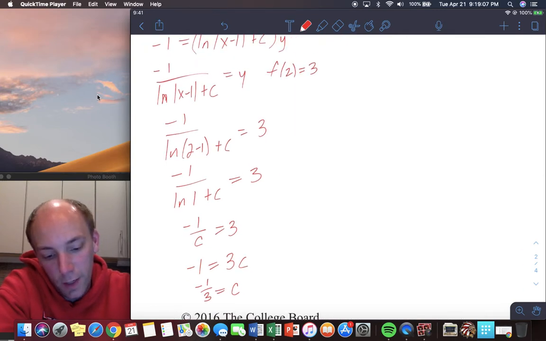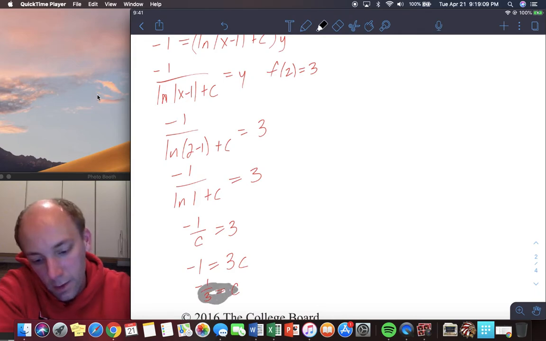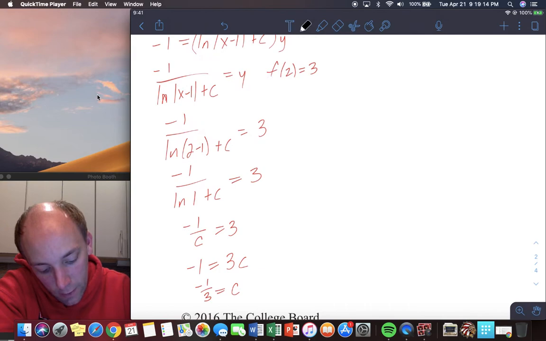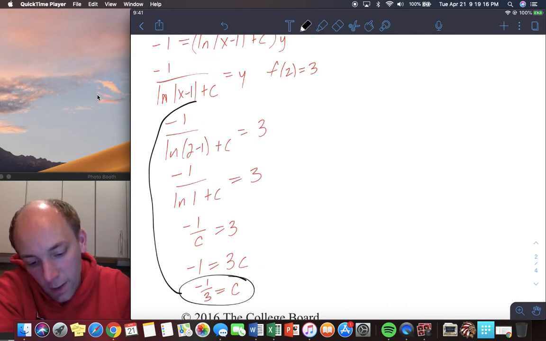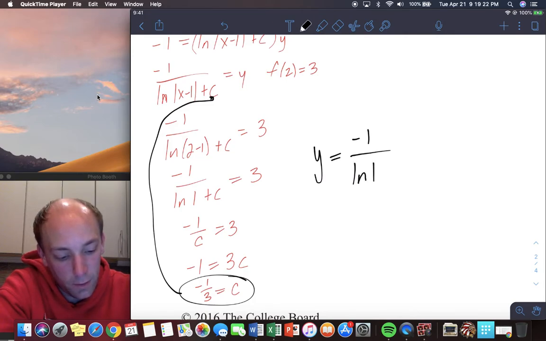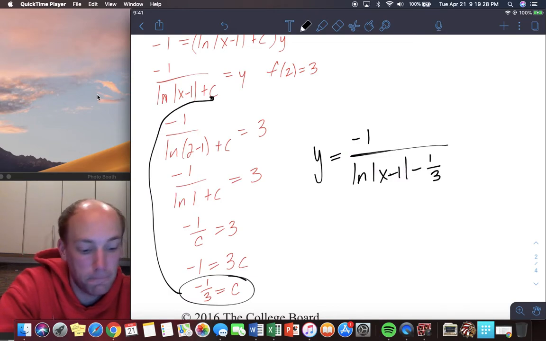So we're going to take this, and we're going to plug it in for the c in my y equals equation. So y is equal to negative 1 over the natural log of x minus 1 minus 1/3. Okay?